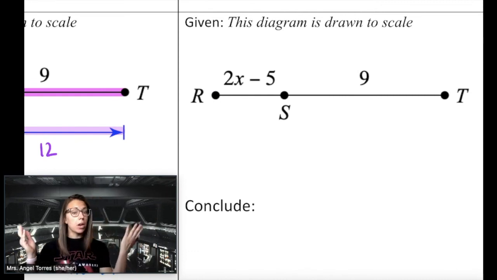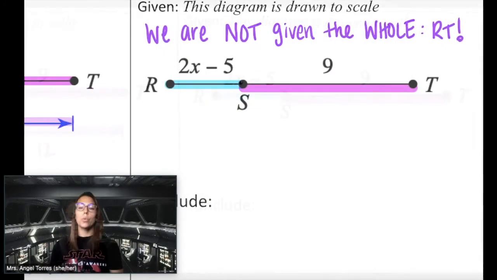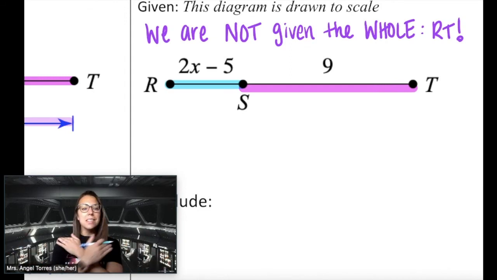Again, we have segment RT. We're given that the part RS is 2x minus 5. We're given that the part ST is 9. But again, something is missing here. We are not given the whole length of RT. So this is not the same problem as the last one.